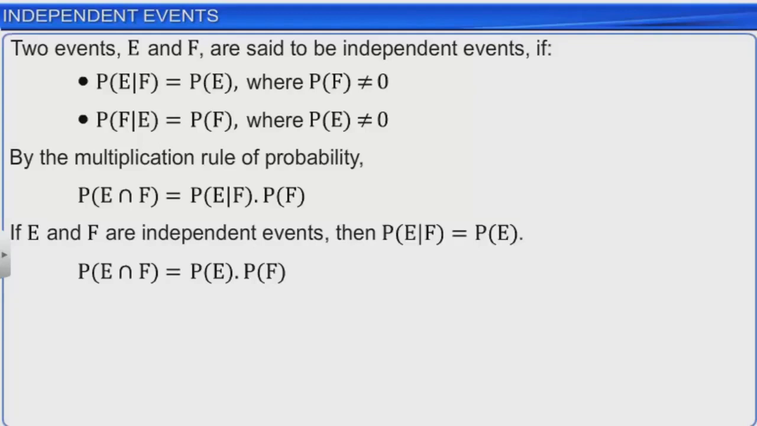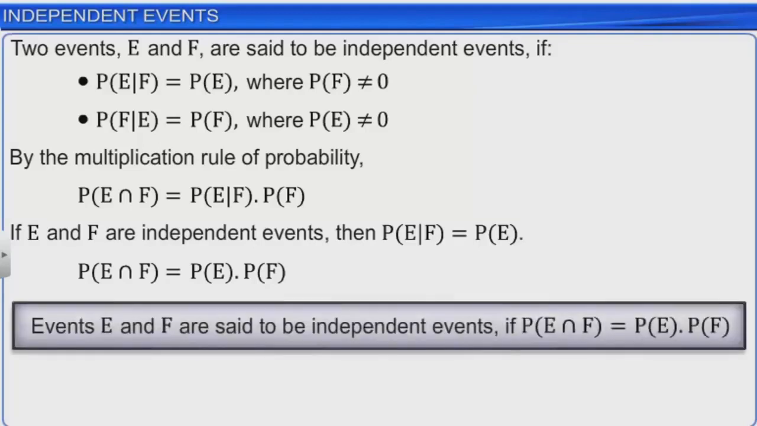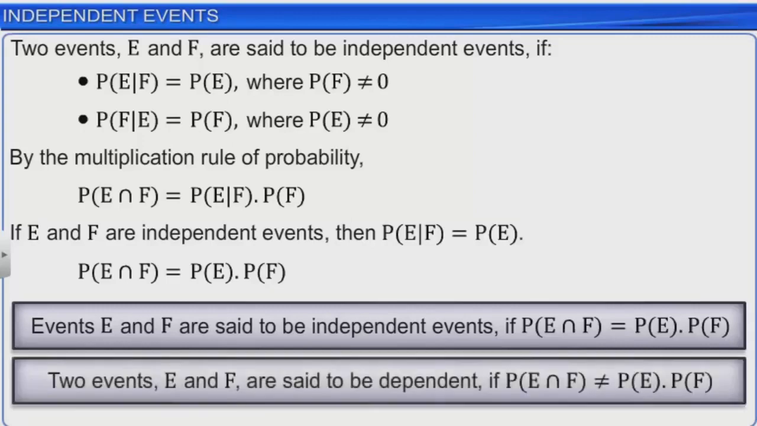Events E and F are said to be independent events if the probability of E intersection F is equal to the probability of E into the probability of F. Two events E and F are said to be dependent if the probability of E intersection F is not equal to the probability of E into the probability of F.